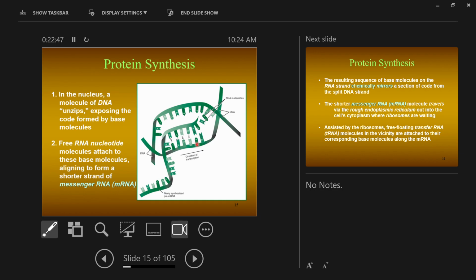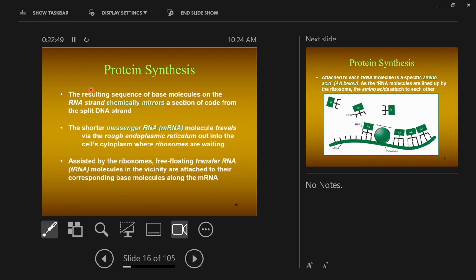So let's keep reading. That messenger RNA, the resulting sequence of base molecules on that strand, chemically mirrors a section of code from the DNA that we copied. It's just a mirrored copy of what we copied. This shorter mRNA molecule travels out of the nucleus.